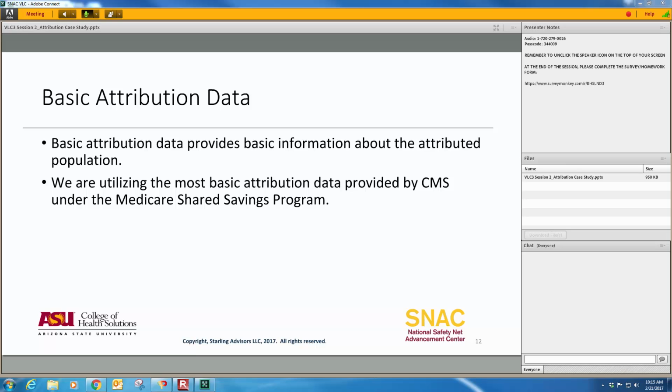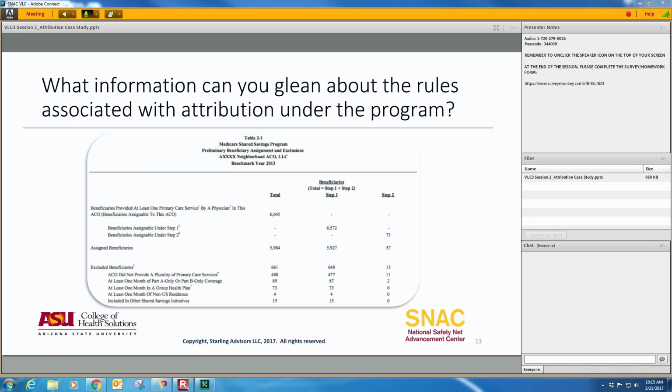And in this program, the organization participating is asked to manage quality and cost with the hopes that if they're successful, they can receive some significant portion, 50 to 60%, of any savings they derive against a predetermined benchmark. This is very basic data, as we'll see, because the data itself does not list individual patients. It, in fact, only lists things like counts and record numbers and number of patients within certain subcategories.